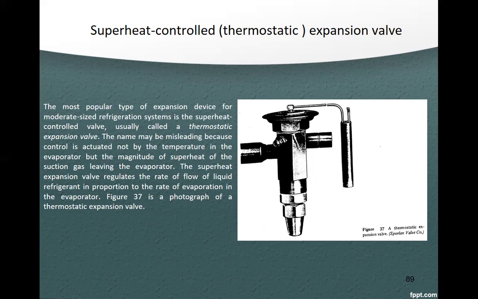The superheat expansion valve regulates the rate of flow of liquid refrigerant in proportion to the rate of evaporation in the evaporator. So, figure 37 is a photograph of thermostatic expansion valve.